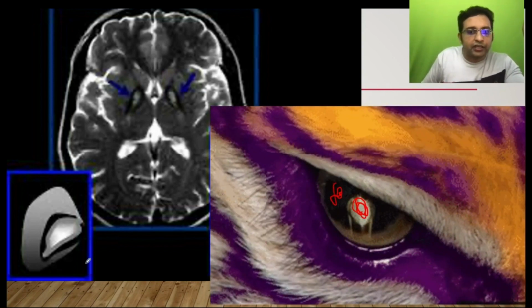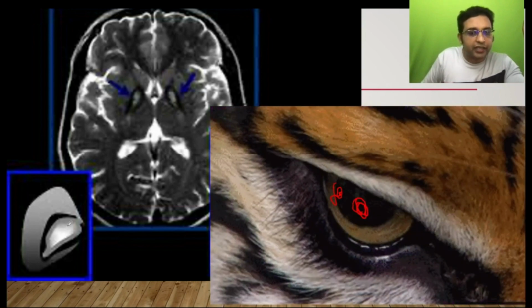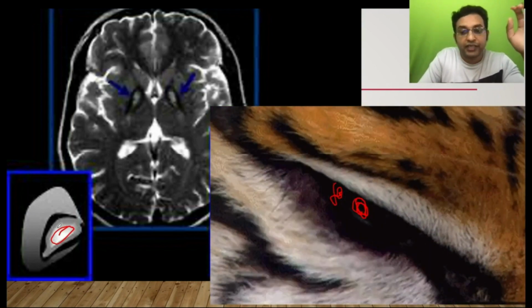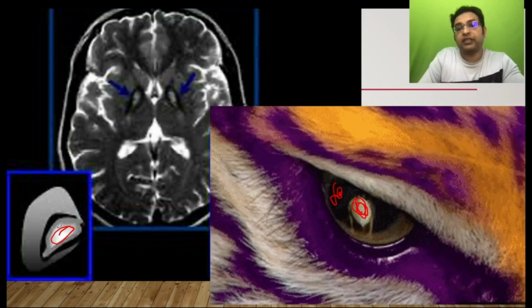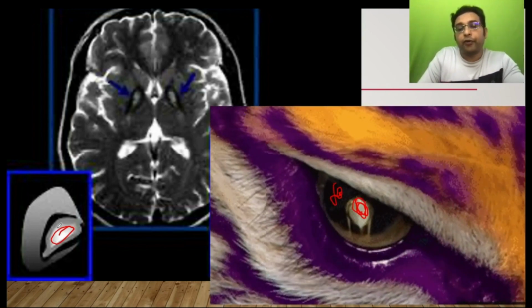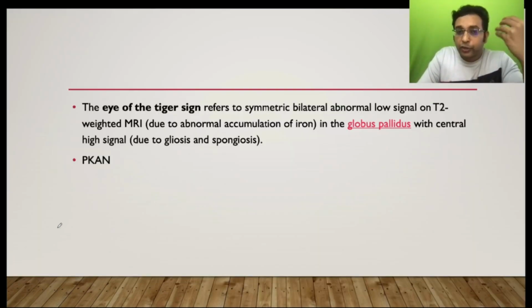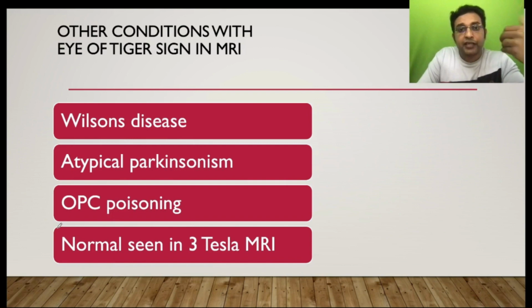So this is why it is called eye of tiger appearance in case of Hallervorden-Spatz disease or PKAN, or otherwise it is one of the group of NBIAs. So do you think that it is more specific for this disease? No, it is not just specific for this disease. It could be found in other conditions also.